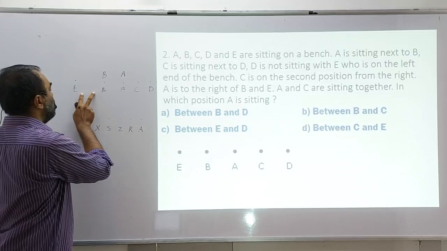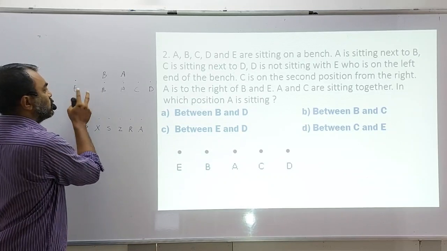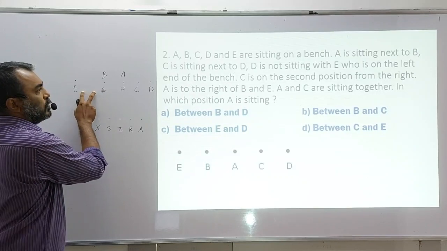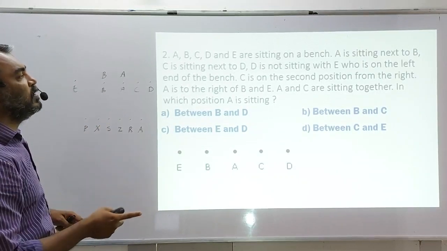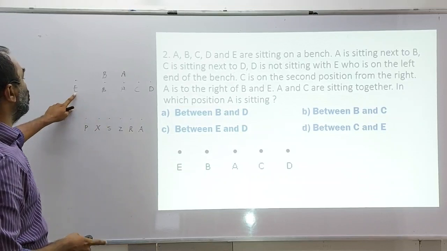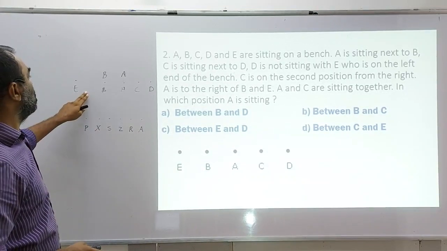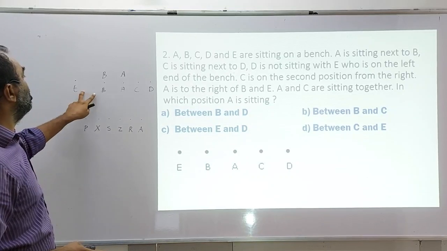Or C and D can be here and D and C can be here. So C and D can come here also. Now D is not sitting with E, who is on the left hand. So we put E on the left side of the bench, the fifth one. And D is not sitting here. So I can have E, C, D.